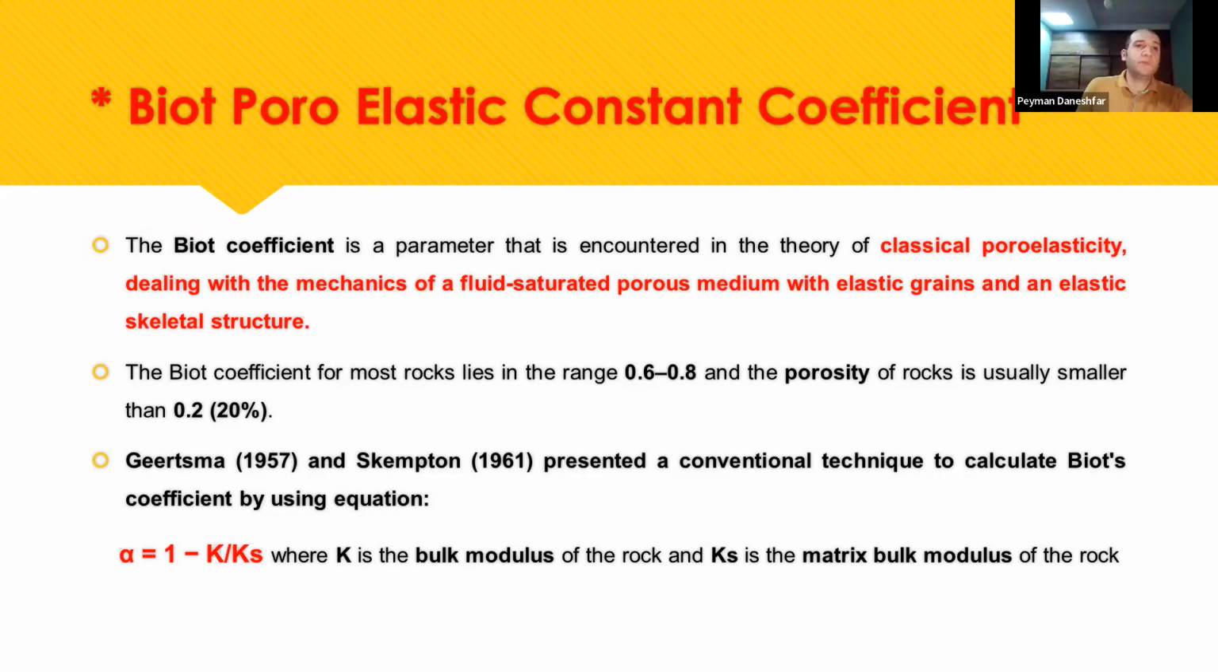And there is another formula that is not accurate, but sometimes lab engineers use it, a formula given by Krief and Schlumberger. Alpha is equal to 1 minus the ratio of the bulk volume of the matrix to the bulk volume of the formation.